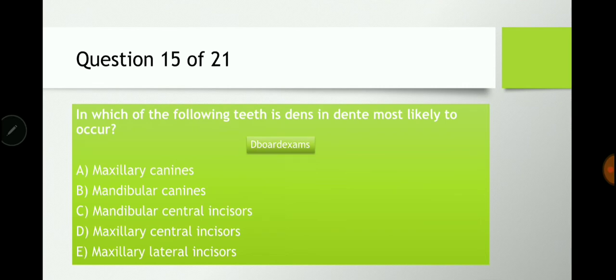In which of the following teeth is dens invaginatus most likely to occur? Of course, you shouldn't miss this one. You shouldn't go into this exam not knowing the morphologies and the variations in anatomy of lateral incisors. Maxillary lateral incisors, you should know them really well. Of course, I already mentioned the answer: it's maxillary lateral incisors. So the answer is E. This is like a freebie. Okay, all right.